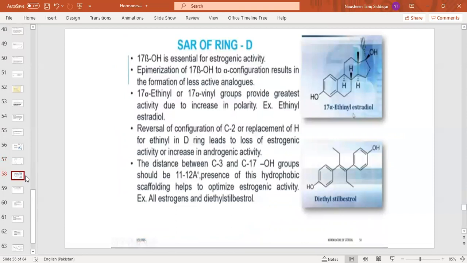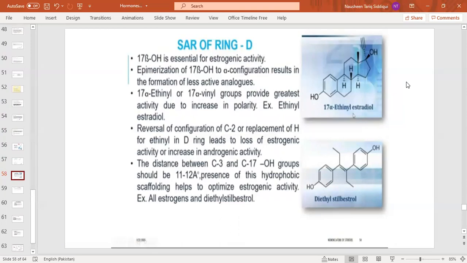While for ring D, the 17 beta hydroxyl group is essential. This 17 beta hydroxy is essential for estrogenic activity, while epimerization of 17 beta hydroxy to the alpha configuration results in the formation of a less active analog. 17 alpha ethinyl or 17 alpha amynyl groups provide the greatest activity due to increase in polarity. Reversal of configuration of carbon 2 or replacement of hydrogen for ethinyl in the D ring leads to loss of estrogenic activity or increase in androgenic activity.